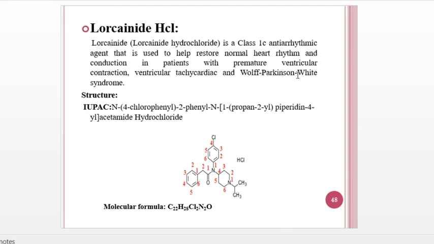Lorcainide. Lorcainide is a class 1C antiarrhythmic agent that is used to help restore normal heart rhythm and conduction in patients with premature ventricular contractions, ventricular tachycardia, and Wolff-Parkinson-White syndrome. Okay, so that is lorcainide.